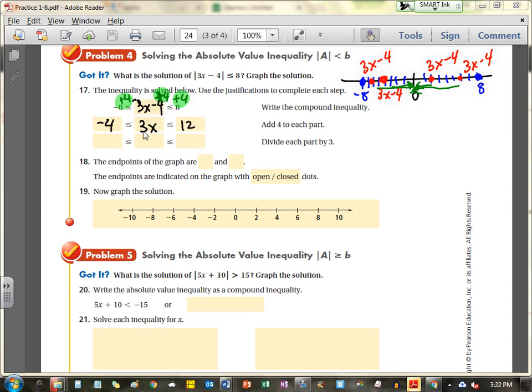So notice how quickly that cleaned up, you know what I mean? I just added 4 here, here, here, and boom, the middle part is already simpler. And now I'm going to go through and divide by 3 here, here, here. Why would I want to do that? Because now look at the middle. The middle is just plain x. Beautiful.